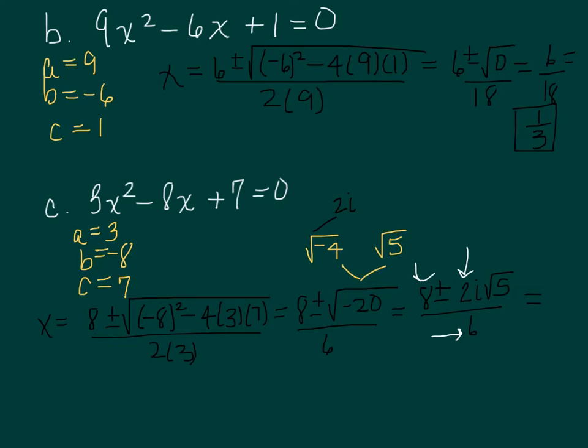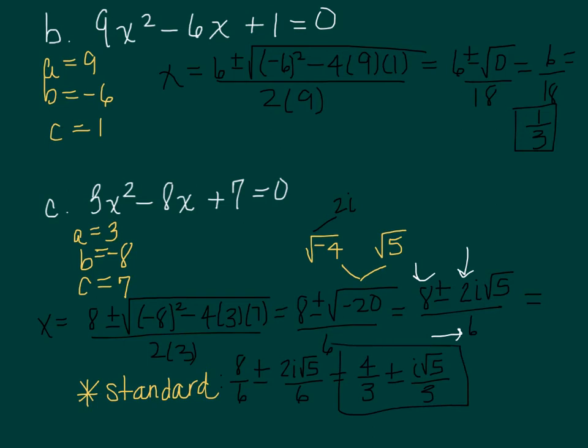And you also have to make sure you write it in standard form when you end up with an imaginary solution. That means you split it up. So it's 8 over 6 plus or minus 2i, radical 5 over 6. And then you reduce it, 4/3 plus or minus i, radical 5 over 3. And that is your solution.